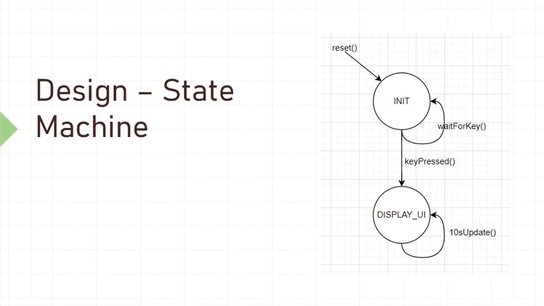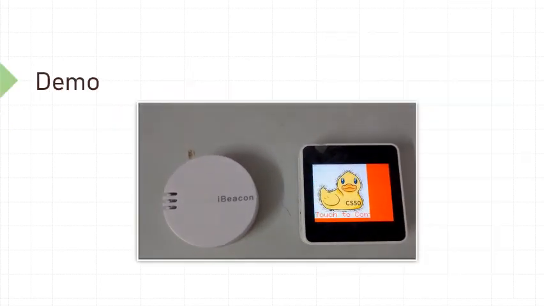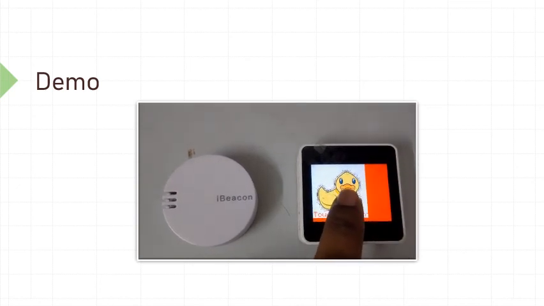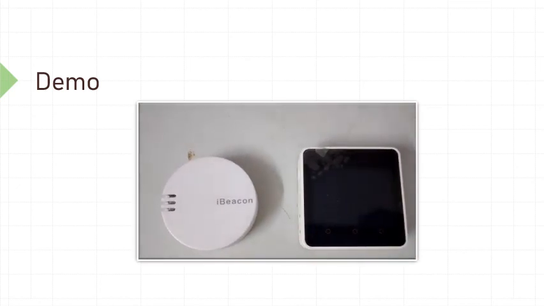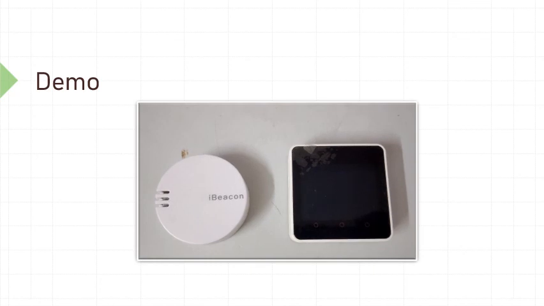I implement a very simple state machine with just two states, one being the init state, which happens when the device is powered on, and the display UI state, which happens once you touch the screen and move away from the splash screen. So let us see a short video of how the hardware works and how it is able to display the time, humidity, and the temperature information.